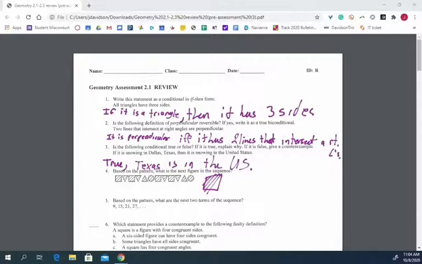Based on the pattern, what are the next two terms? 9, 15, 21, 27. What's it going up by? 3? Try again. 6s. Yeah, it's going up by 6, ain't it? 9 to 15 is 6, 15 to 21, 6, 21 to 27, 6. So the next one would be 33, and it wants the next two, so the one after that would be 39.